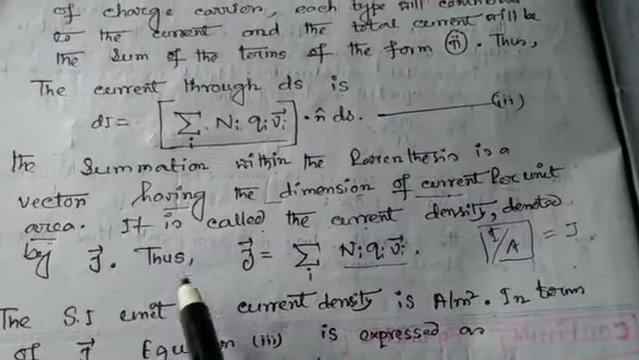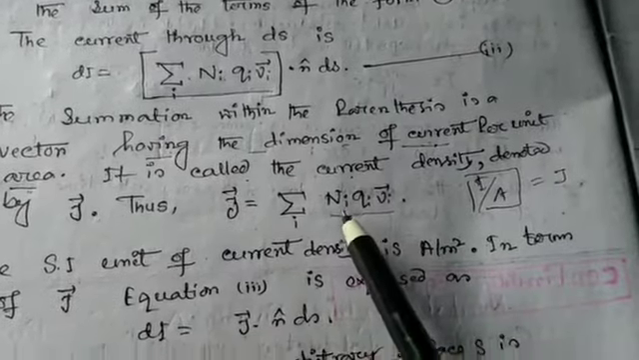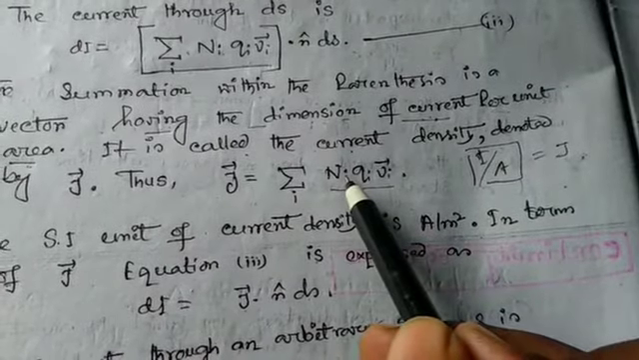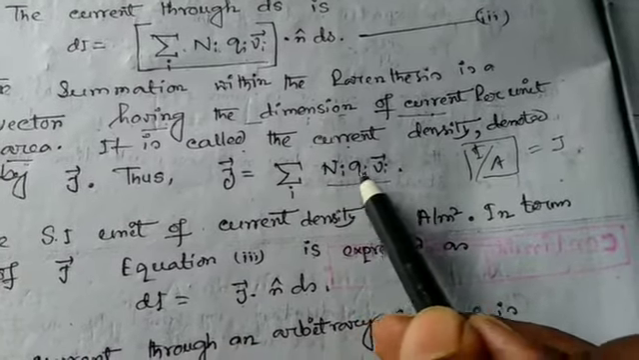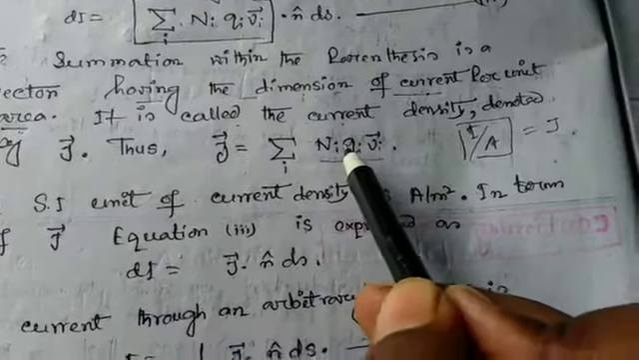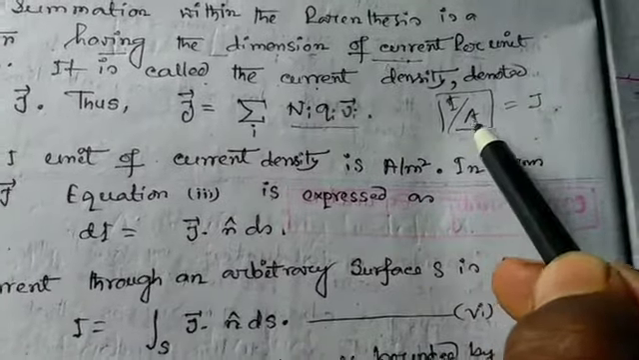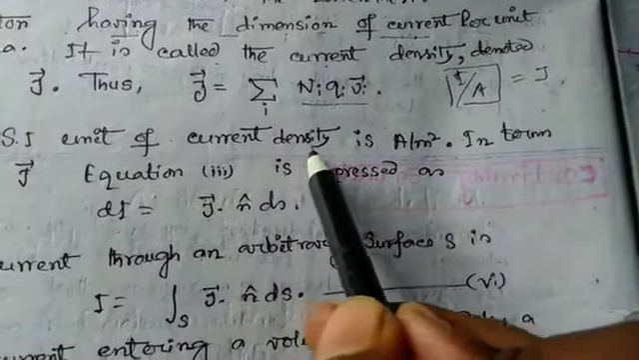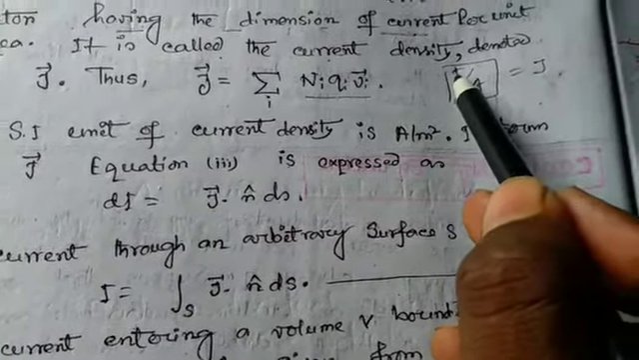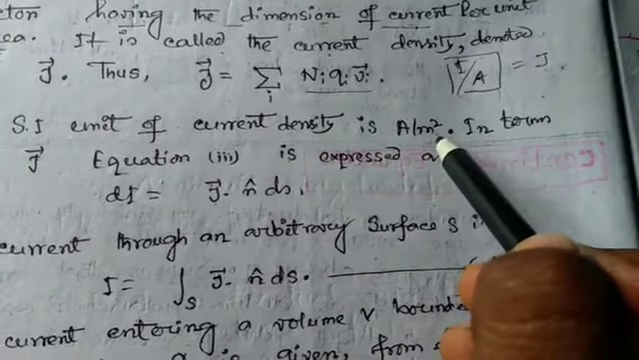denoted by J vector. So J vector is n_i q_i v_i. Again we remind what is n_i: n_i is the number of charge carriers per unit volume, and n q is the amount of charge per unit volume. So you must remember current density is current per unit area. The SI unit of current density is ampere per meter square. That is, current का unit ampere, and this area का unit meter square.